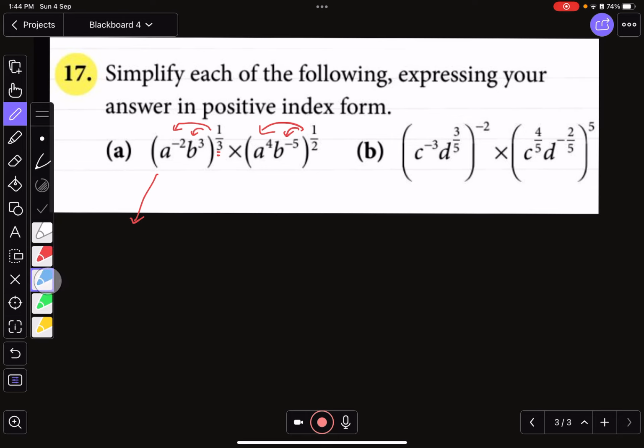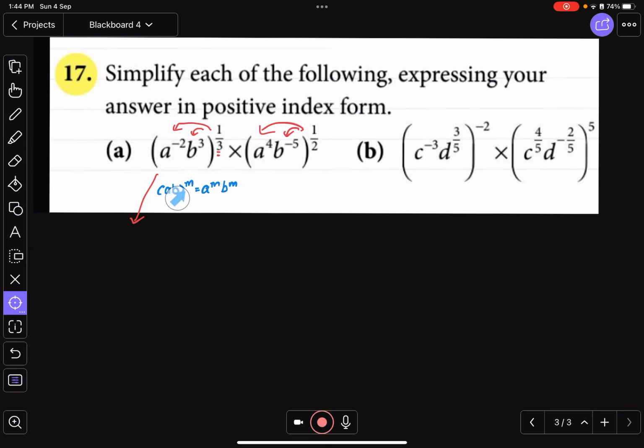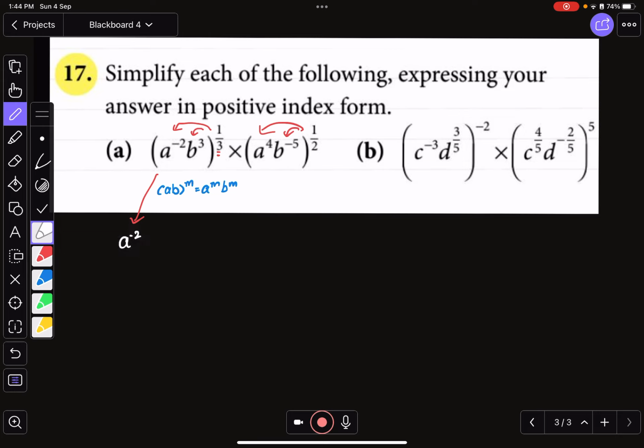So the law that I'm using here is that if I have ab to the power of m, this is the same as a power m, b power m, suggesting that the m can be distributed into each of the terms. So on my left hand side, I have a power -2 and b power 3, each being distributed with the 1 over 3 on the outside. Over here, a power 4, b power -5, each distributed with 1 over 2.